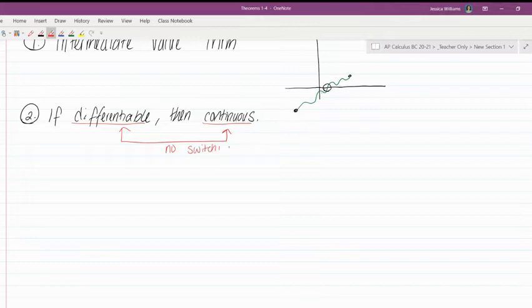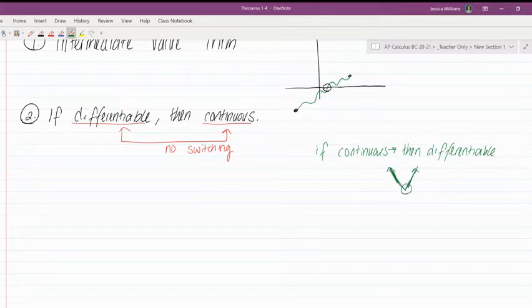How come? Can you think of a counterexample to if a function is continuous, then differentiable? Are all continuous functions differentiable? I mean, obviously the answer is no because I just said no. But the one I like to think about when I'm trying to remember which way this if-then statement goes is just absolute value. Absolute value is continuous. I don't have to pick up my pencil to draw it, but it is not differentiable at that corner. So that's how I remember which way that if-then statement is.